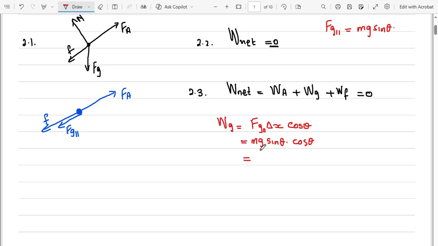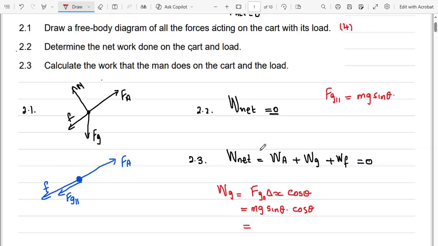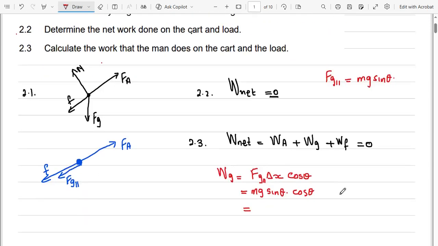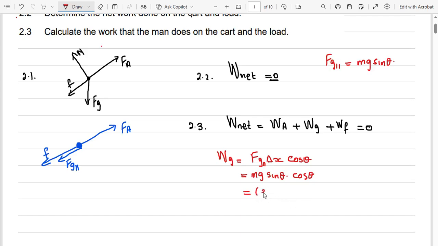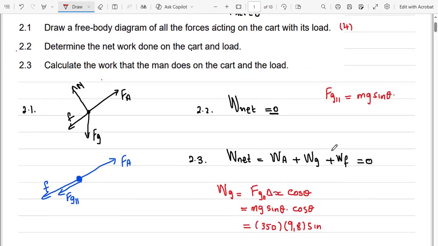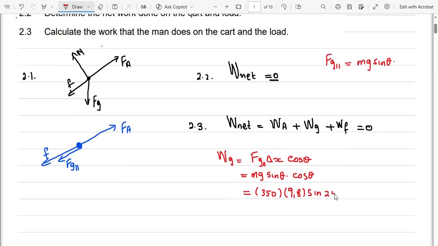So we are looking for, let's look at this. The question said the mass of the cart and the load is 350 kg. So my mass is 350, and then multiply by G, which is the gravitational force, 9.8, the sine of that angle. So this will be the sine of the inclined angle. What is the sine of the inclined angle? 25 degrees. Okay, so now let's talk about the common mistakes that you guys make.